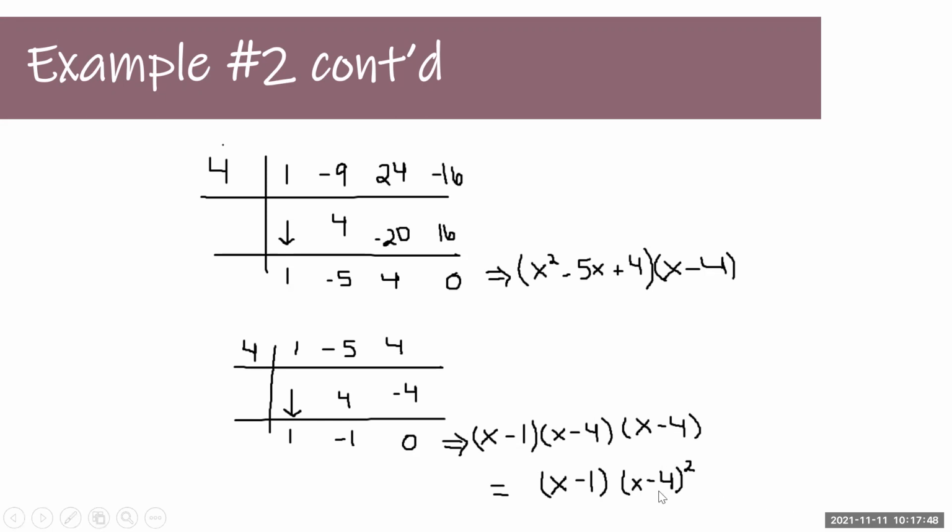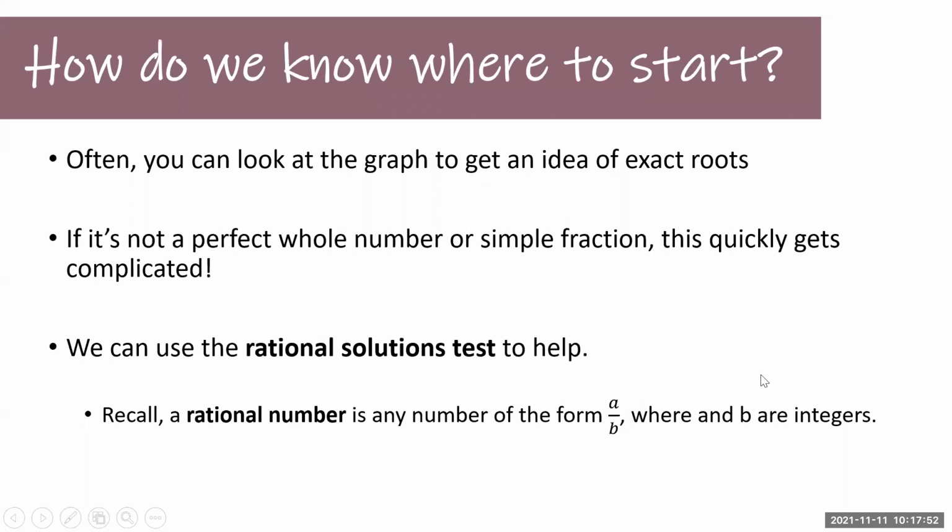Just as we expected, we have a multiplicity 2 here because it kissed right at x equals 4. So how do you even know where to start? There's a lot of information here. Well, often you can look at the graph to get an idea of your exact roots. If you look at your graph and there's a whole number intercept, awesome, start there, then work from synthetic division. It gets really complicated really fast if it's not a simple fraction or a whole number. Honestly, even simple fractions can get fairly complicated.